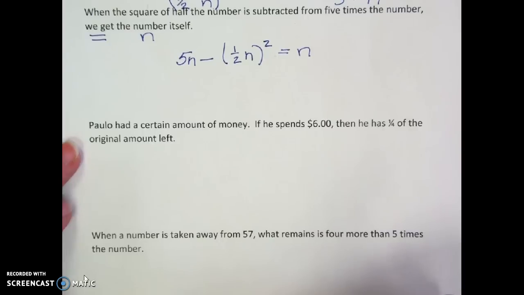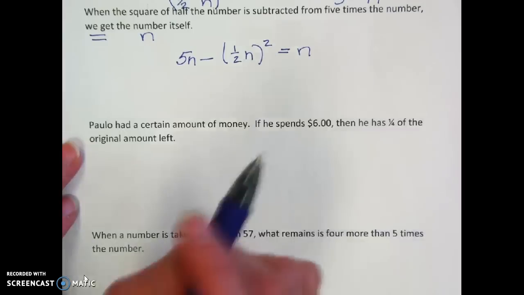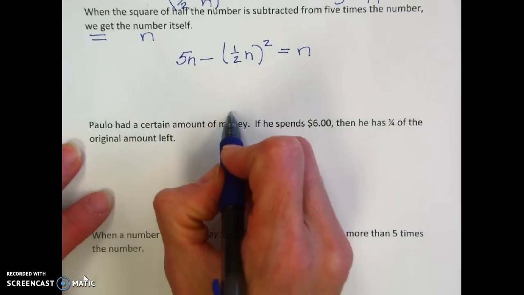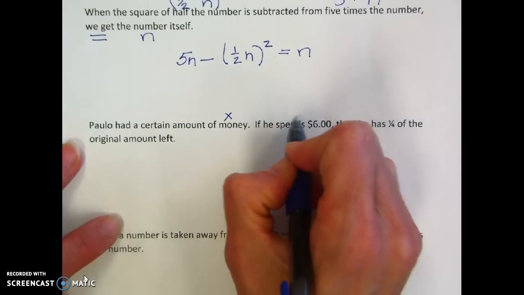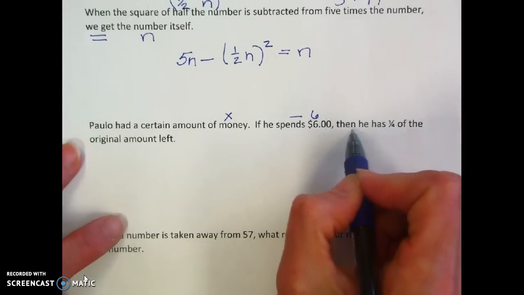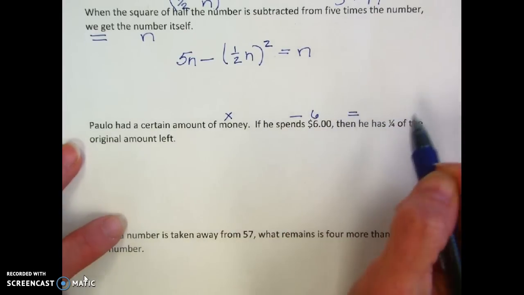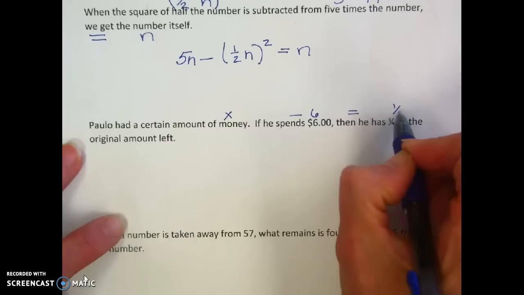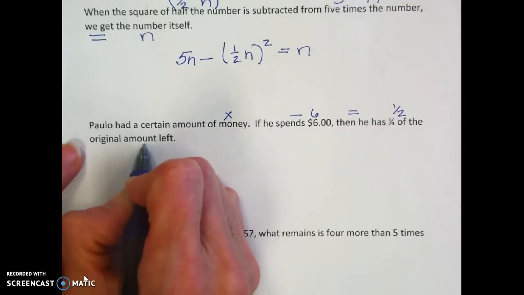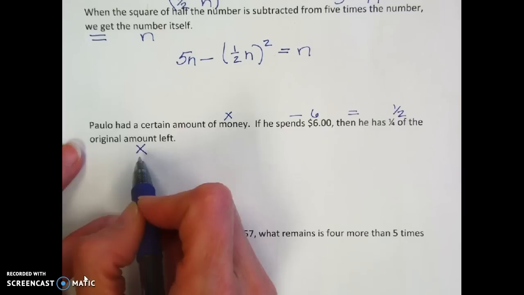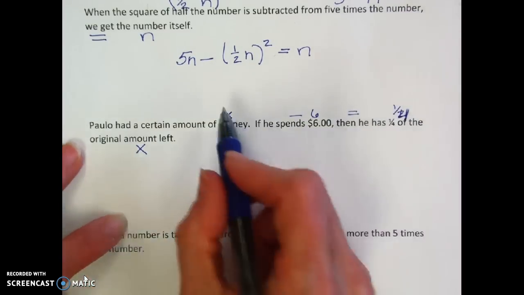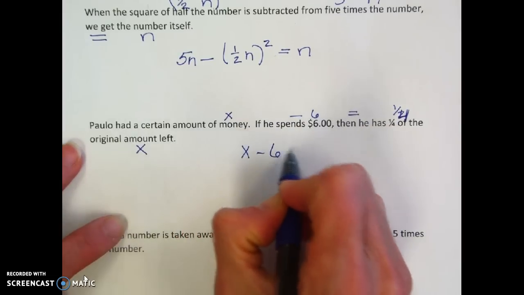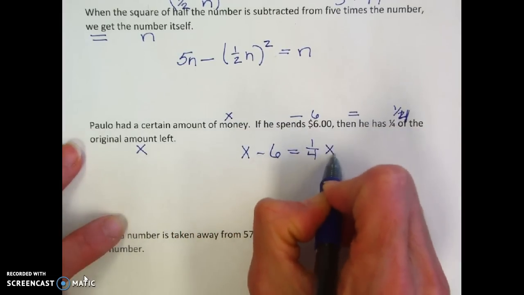Paulo had a certain amount of money. If he spends $6, then he has 1/4 of the original amount left. So Paulo has a certain amount of money, and we're going to call that X. If he spends $6, that's like we're taking away 6. Then he has, that's our equal sign, 1/4 of the original amount left. The original amount was X, so that's supposed to be a fourth of X. So this equation will be X minus 6 equals 1/4 times X.